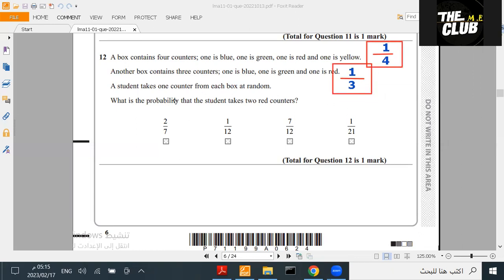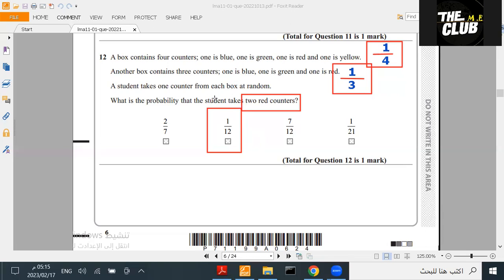He asked for the probability of taking two red counters. So we take the first red and the second red and multiply them by each other. So I'll multiply 1 over 4 by 1 over 3. It's going to be 1 over 12. And this is how you answer a question like this. You have to take the two probabilities and multiply them by each other. That's the idea of this question.